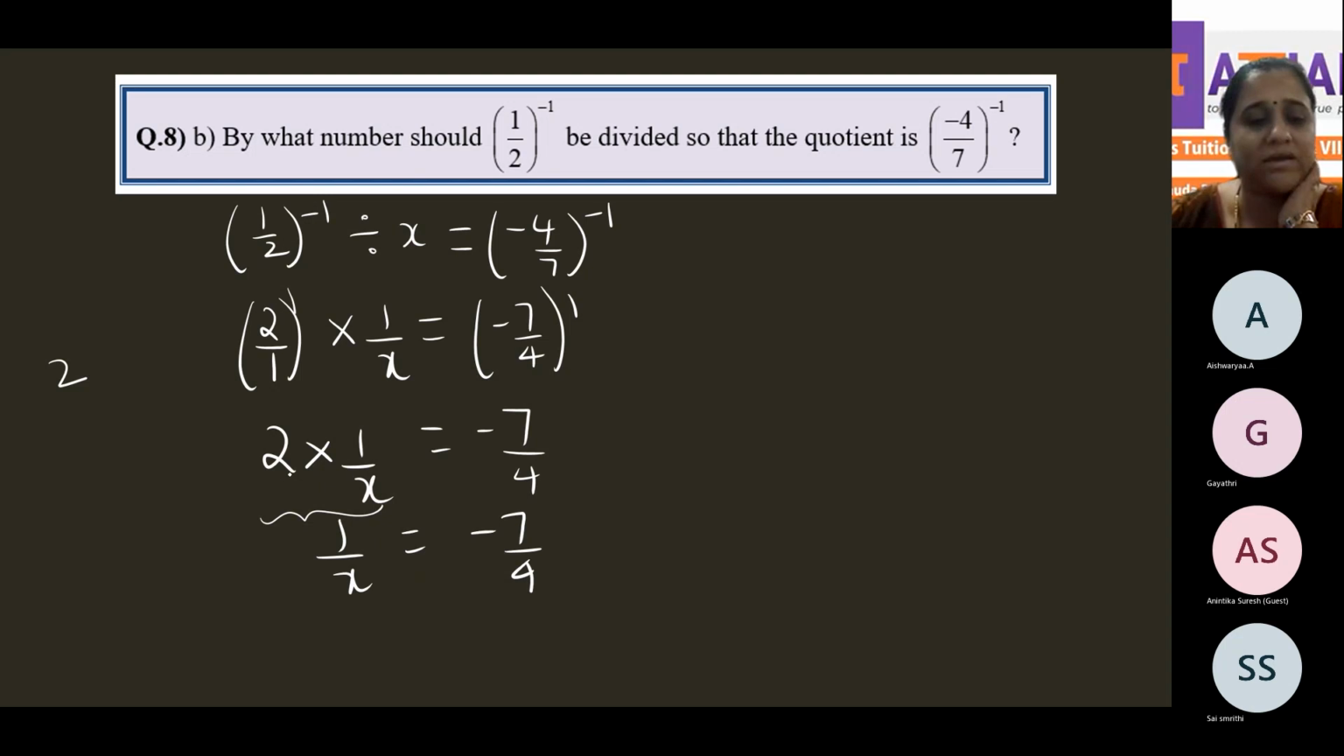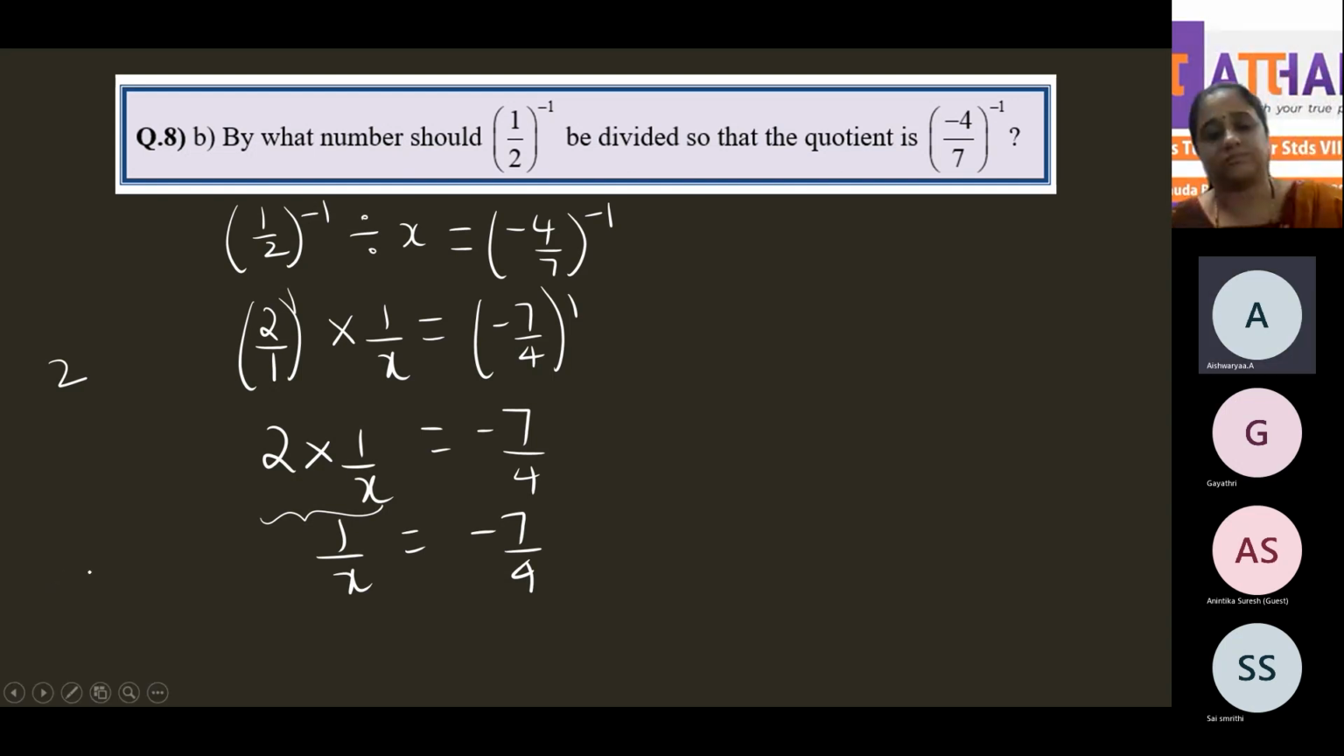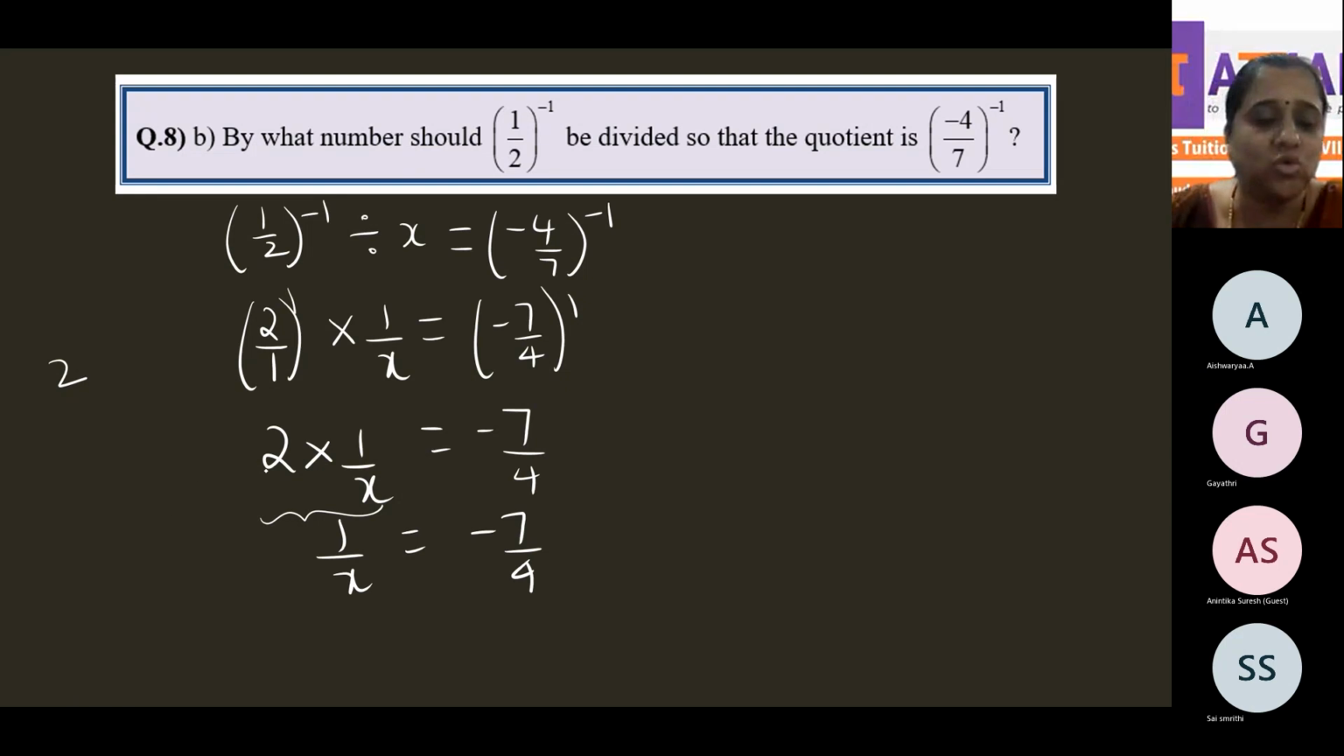No, 2 means 2 by? 1. 2 by 1. Yeah, 2 is 2 by 1. So its reciprocal is? 1 by 2. Yeah. So whenever you take a number that is in a product here to the other side, it becomes its reciprocal. So into 2 by 1 becomes 1 by 2. Yes. Yeah, then continue, Aishwarya.